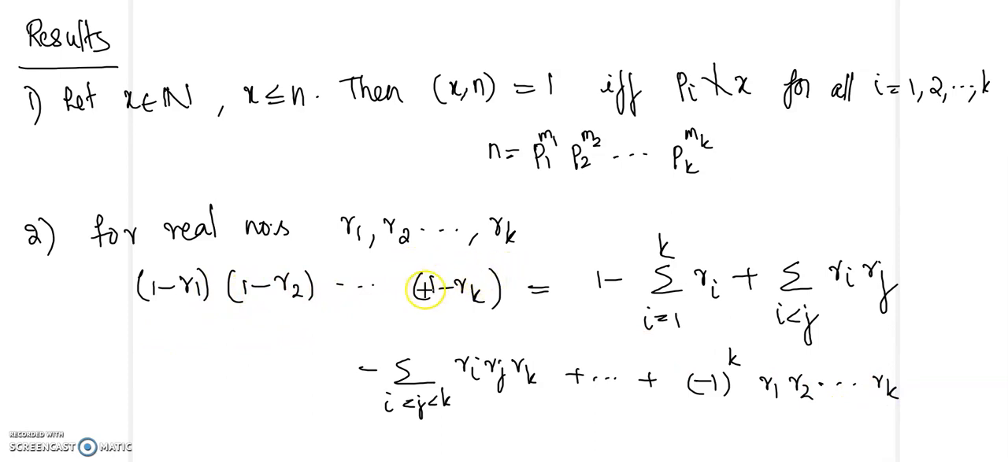We will be using these two results in proving the expression for the Euler's phi function. So let us state it as a theorem and let us see the proof.